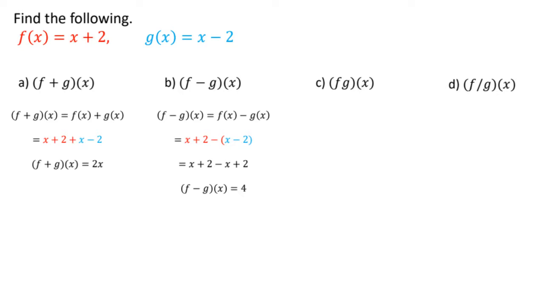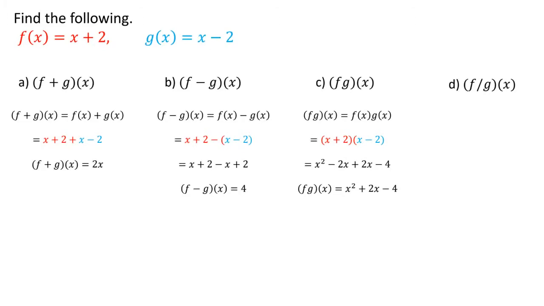Let's look at C. Oh, it's a multiplication. When I have two things next to each other, that means multiply. So they want me to do fg of x, meaning multiply function f with function g. So I'm going to write what they want, and then I'll do my substitution. They want me to have function f of x multiplied with function g. So let's substitute x plus 2 times x minus 2.